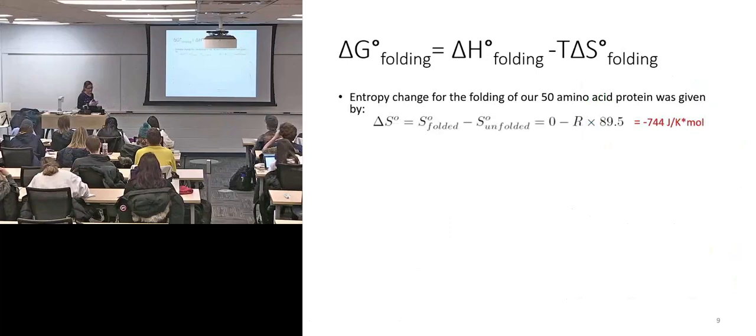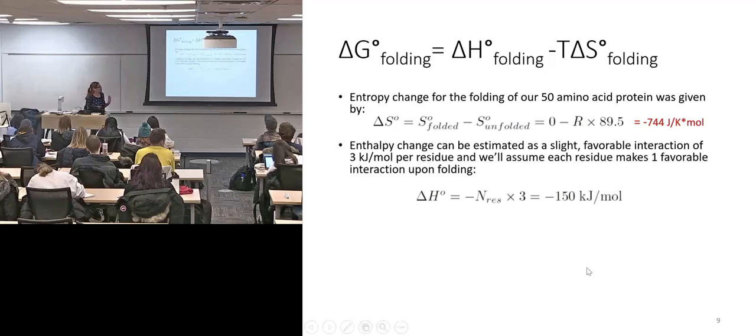Okay. So we had some new assumptions for how to think about the delta H term for our 50 amino acid protein. So here was our delta S term. For enthalpy change, we imagined that every single residue could make one favorable interaction, and if I had a mole of that residue, because remember, the actual energetic contribution of a single residue making a single interaction is like times 10 to the negative 22nd joules. And it's something really tiny to think about, so we'll think about moles. But let's say everyone makes a favorable interaction that's about 3 kilojoules per mole for that residue.